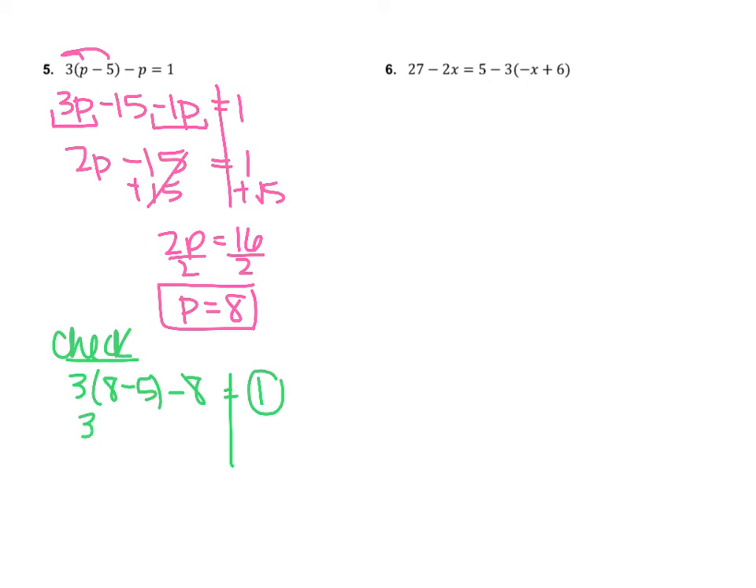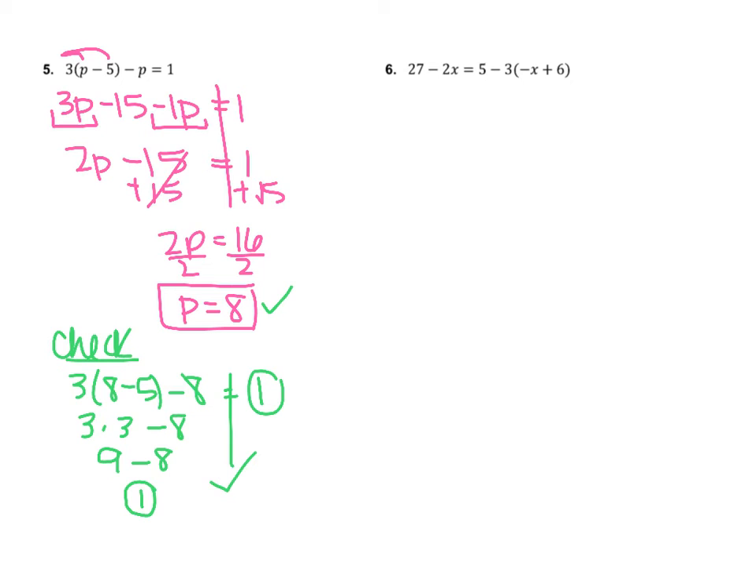So this is, if I follow my order of operations and do that parentheses first, or the grouping symbols, 8 minus 5 is 3. So this changes to 3 times 3 minus 8. And then I multiply before I subtract. So 9 minus 8, and 9 minus 8 is 1. So I know that my answer was correct. And last one.